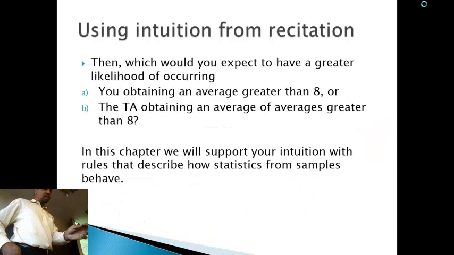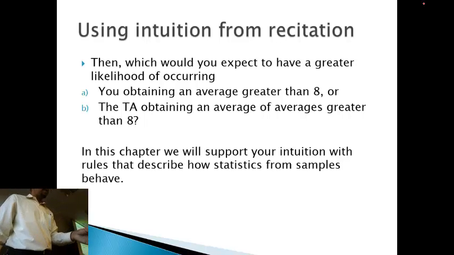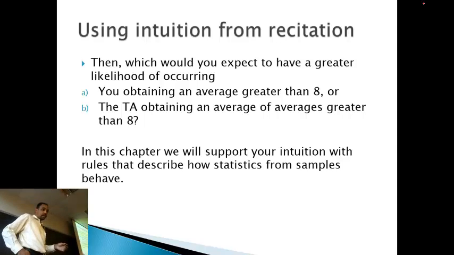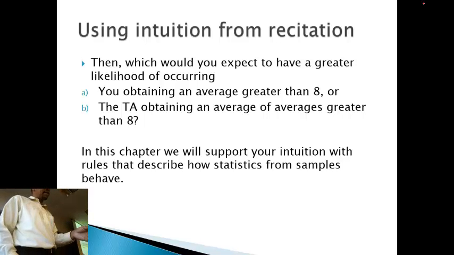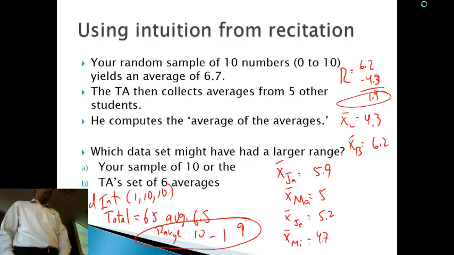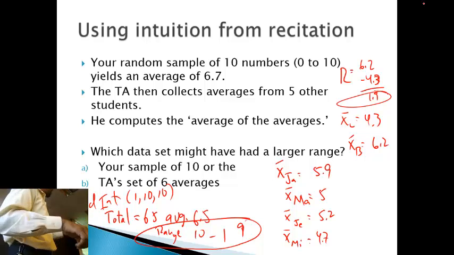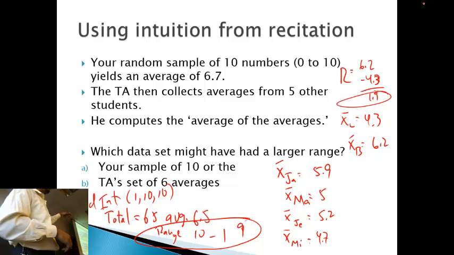Okay, so then, which would you expect to have a greater likelihood of occurring? A, you obtaining an average greater than 6 for yourself, or B, the TA having an average of averages greater than 8. Well, let's go back to the previous slide. It seems to me that there's a better chance of me individually getting a number bigger than 8. In fact, I did. I got 9 or 10. But I think it's almost impossible to get a number bigger than 8 for the average of the averages.